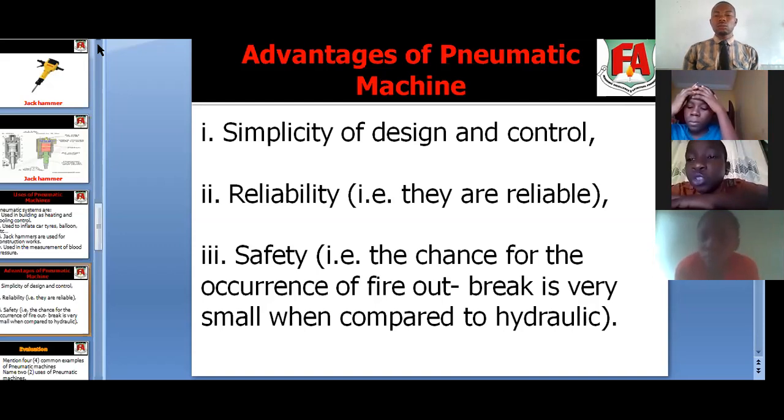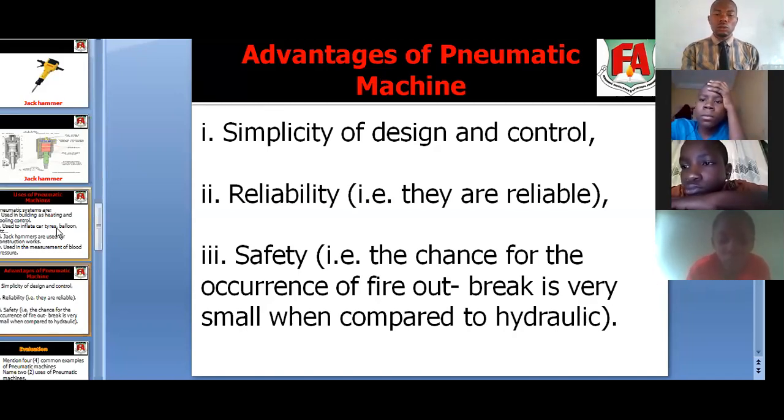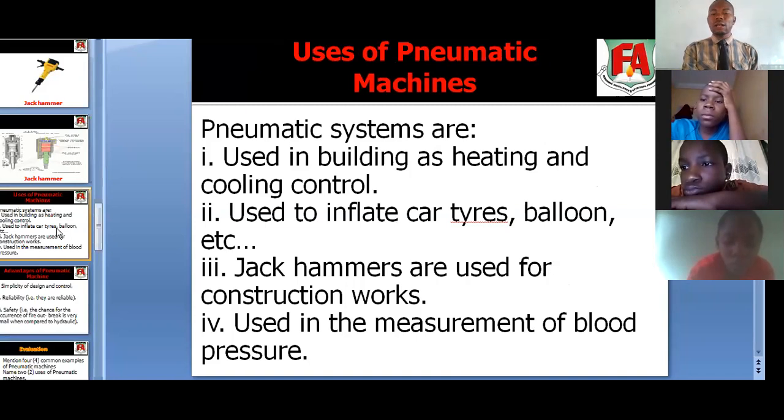So what other thing do they use to measure blood pressure? AC? AC is not used for measuring blood pressure. No, sir. The thing that they use to measure blood pressure is what we call... we already said that before. In this slide, we already said pneumatic machines also are used for measuring blood pressure. Do you understand me?